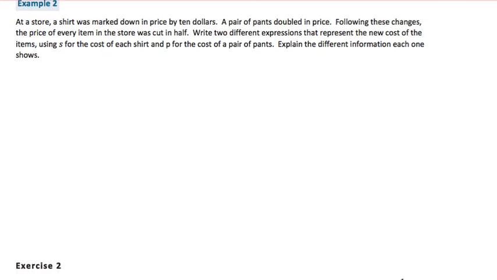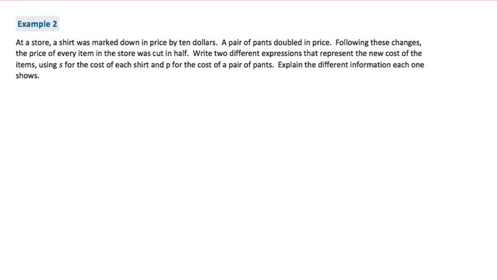Example 2 is a real-world problem. It says, at a store, a shirt was marked down in price by $10. A pair of pants doubled in price. Following these changes, the price of every item in the store was cut in half. Write 2 different expressions that represent the new cost of the items, using S for the cost of each shirt and P for the cost of a pair of pants. And explain the different information each one shows.